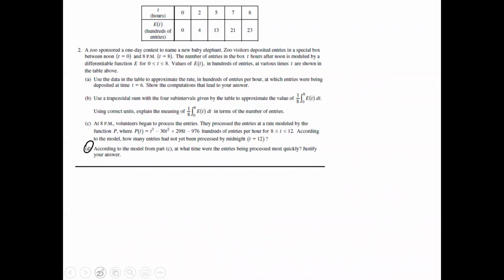All right, part D. According to the model from part C, at what time were the entries being processed most quickly? Justify your answer.